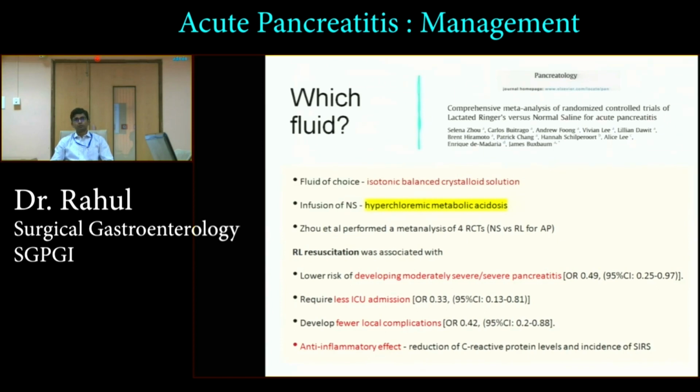So, there was a meta-analysis published by Zhu et al., and they considered 4 RCTs which compared normal saline versus Ringer lactate in acute pancreatitis, and they found that Ringer lactate was better in terms of lowering the risk of developing moderately severe or severe pancreatitis. It led to less ICU admissions and ICU stay. It led to less local complications, and it also had an anti-inflammatory effect. So, the fluid which is best for acute pancreatitis patients is Ringer lactate. Next, please.